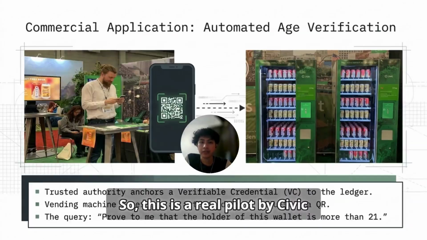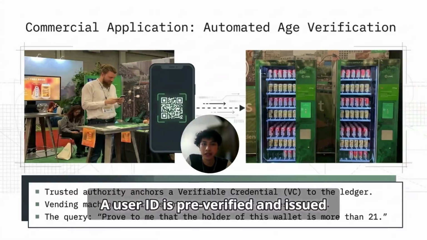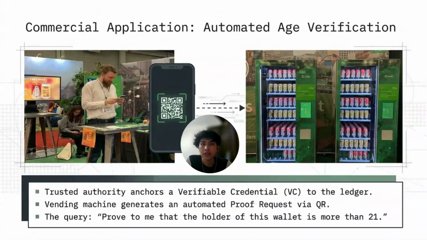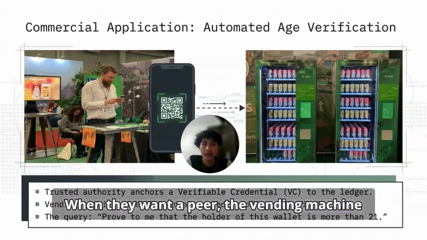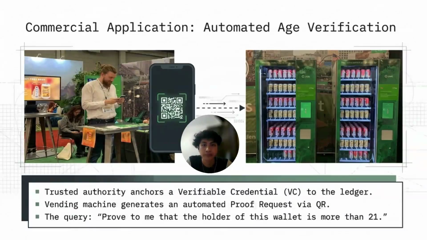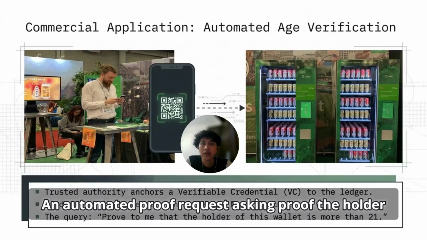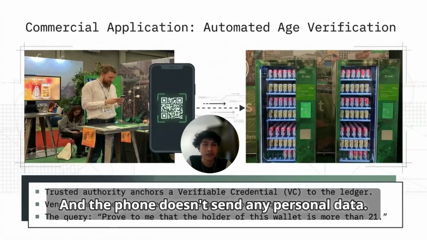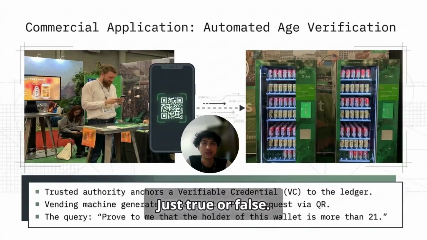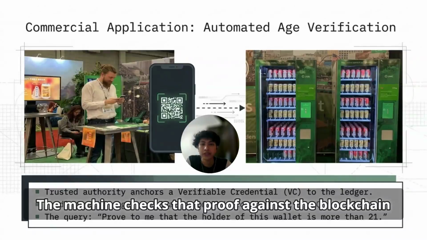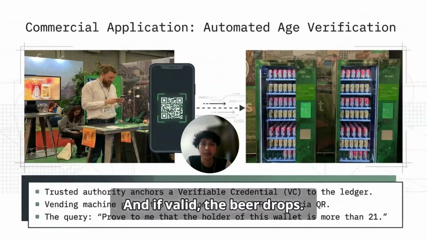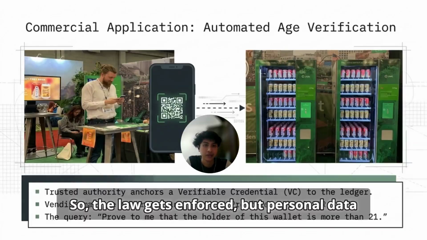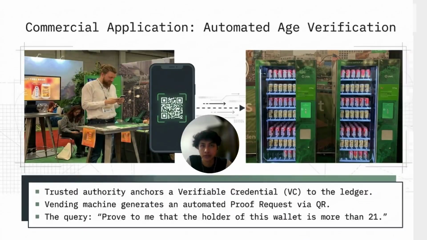So this is a real pilot by Civic and Budweiser. A user ID is pre-verified and issued as a signed credential in their Civic digital wallet. And we can see the QR code here. When the user approaches, the vending machine shows a QR code, an automated proof request asking for proof that the holder of this wallet is over 21. And the phone doesn't send any personal data. It generates a zero-knowledge proof, just true or false. The machine checks that proof against the blockchain ledger, and if valid, the beer drops, and if not, it locks down. So the law gets enforced, but personal data is never exposed.